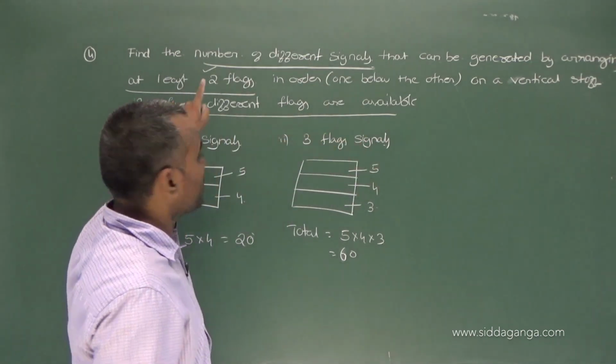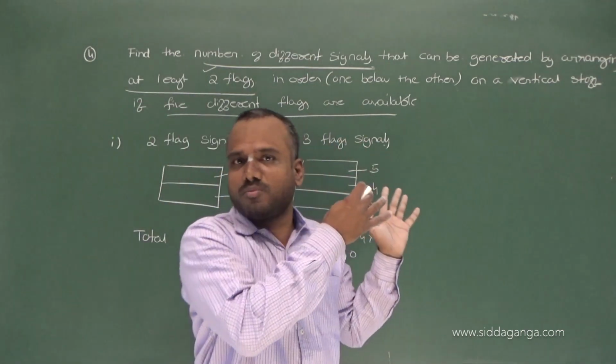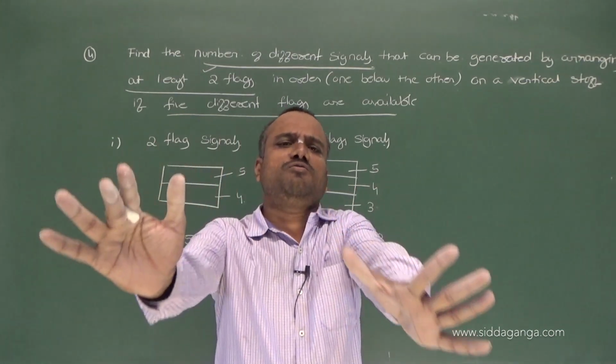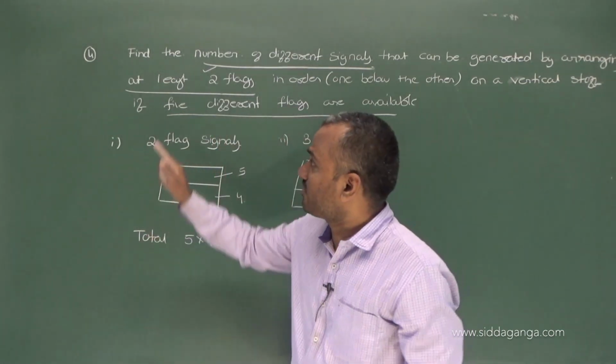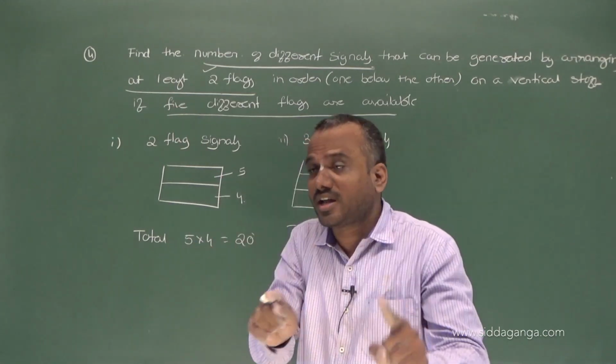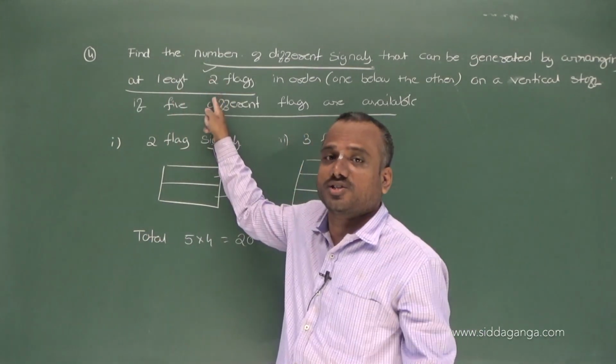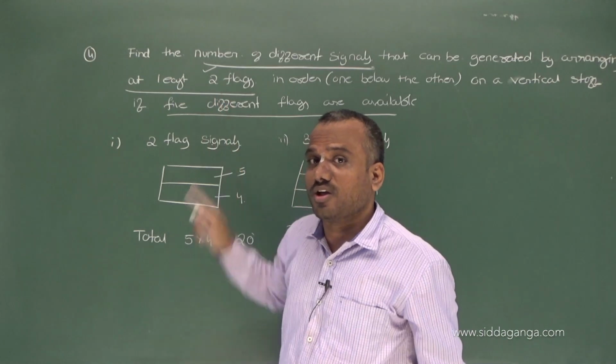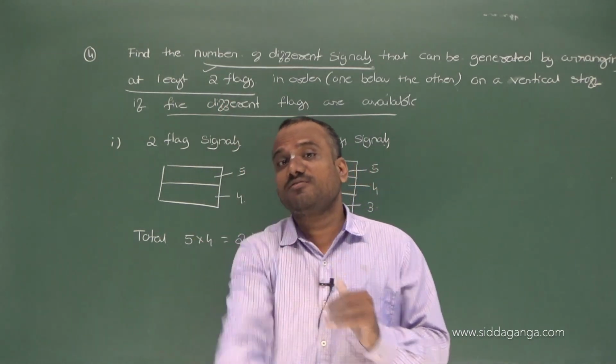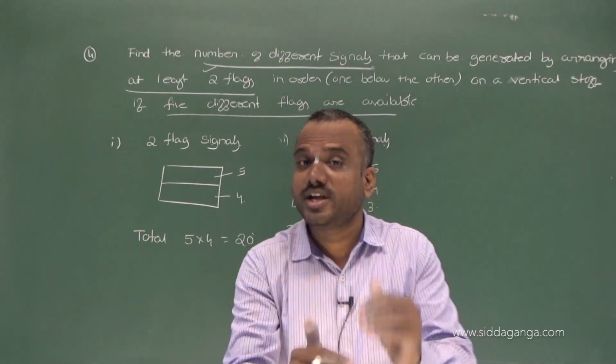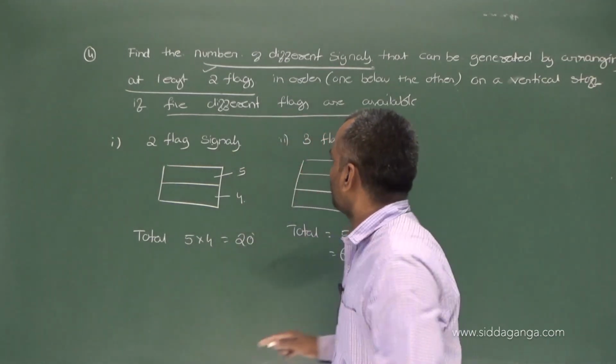Because he has not given exactly. In the previous problems, he has given exactly 2 flags. But here he has given signals containing at least 2 flags. Not exactly 2 flags, at least 2 flags. It may be 3 flags, it may be 4 flags, it may be 5 flags also.